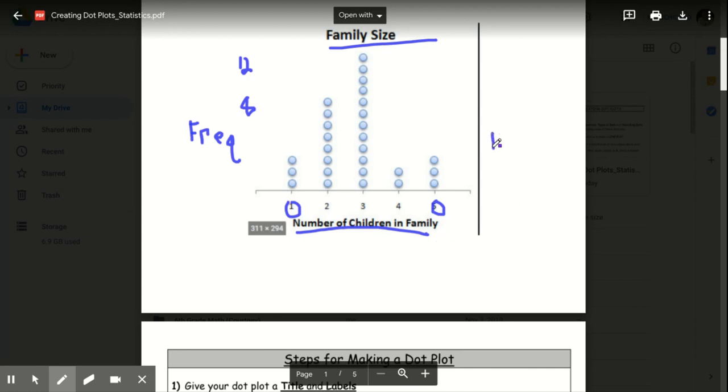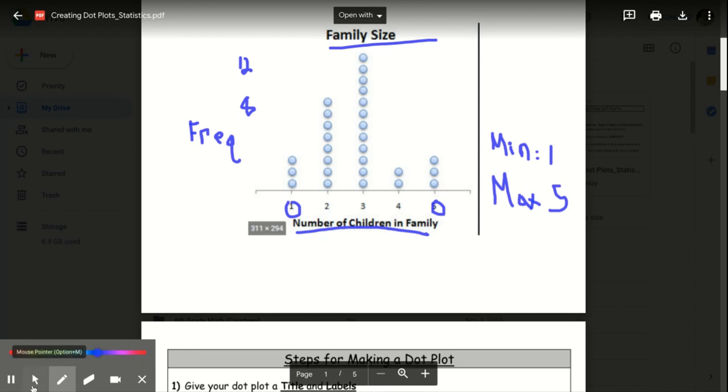So I would say that the minimum value here, the lowest number of kids in the family, is 1, okay? The max number of kids in a family is 5, okay? So my minimum value for number of kids in a family is 1. My maximum value is 5, okay? Now here we go.